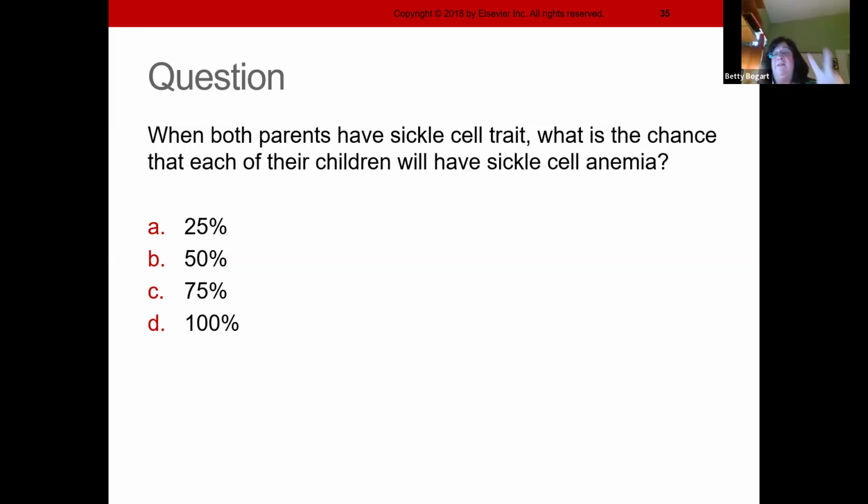And if both parents have the trait, how many chances that the child will get the disease? Both parents have sickle cell trait, what is the chance that each of their children will have sickle cell anemia? 100%? No, it's 25%. The trait is different than the disease. Because they carry 50%, they'll pass off the 25% to each child. Okay. Right.